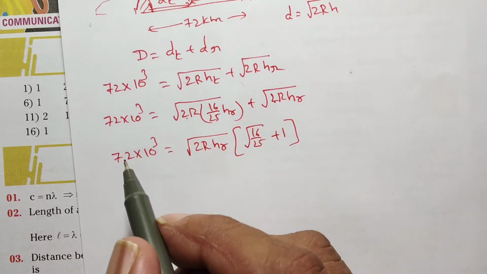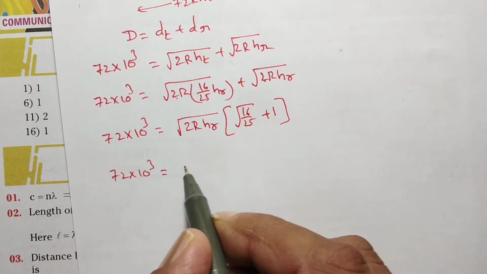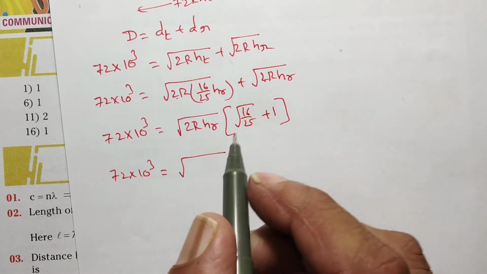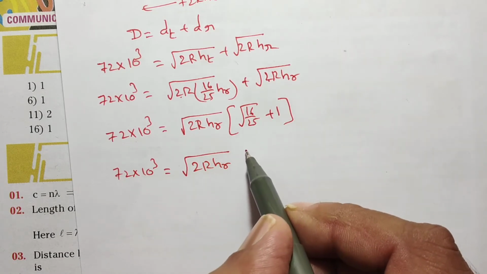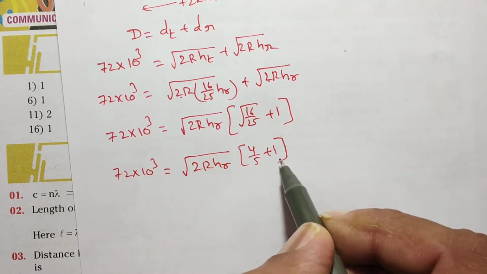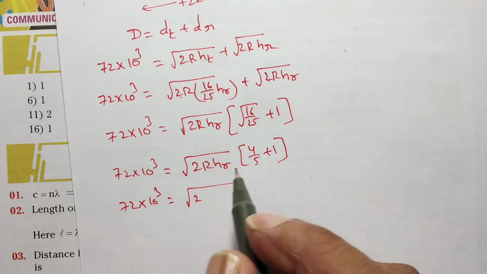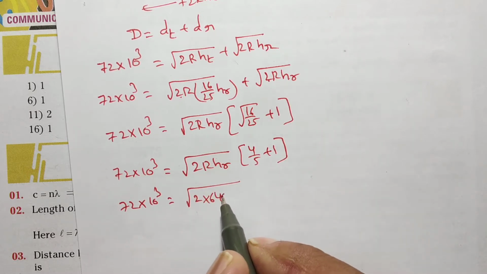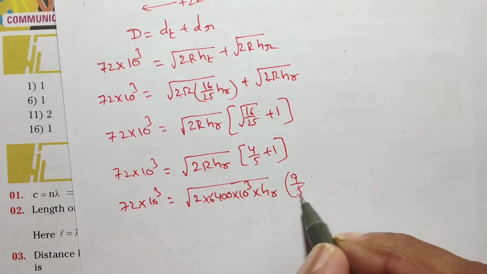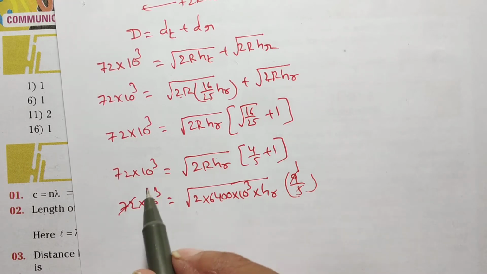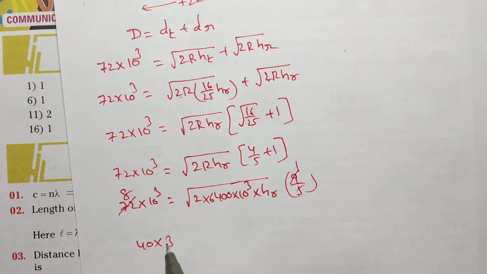Now 72 into 10 to the power of 3 equals square root of 2 r hr into 4 by 5 plus 1. So 72 into 10 to the power of 3 equals square root of 2 into r, 6400 into 10 to the power of 3, into hr, into 9 by 5. 9 ones are 9, 9 eights are 72. Now 5 coming to this side, we get 40 into 10 to the power of 3.